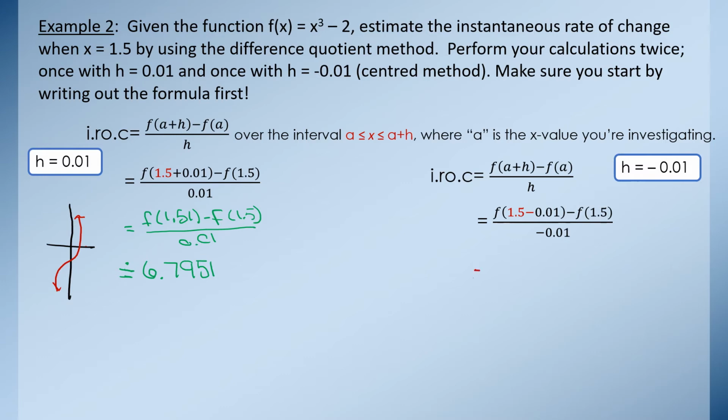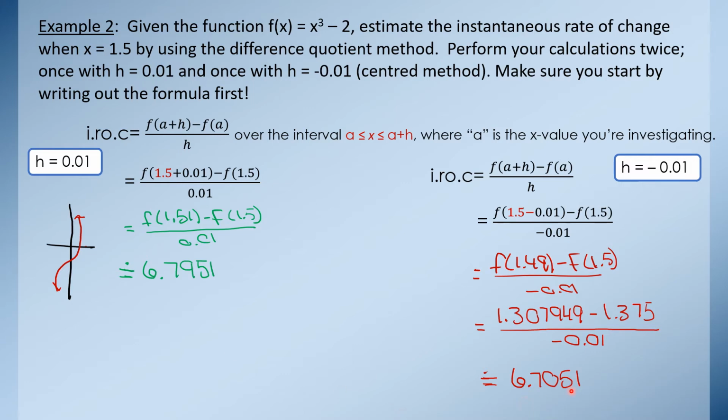That's the same as F at 1.49 subtract F at 1.5, all over negative 0.01. So to get your values here, you're going to go back up to our function and you're going to sub in for x, first 1.49, sub in for x, cube it, subtract 2, get all that. Then you do it again for 1.5. So you can press pause here and finish that, and then you'll see the answer when you come back.